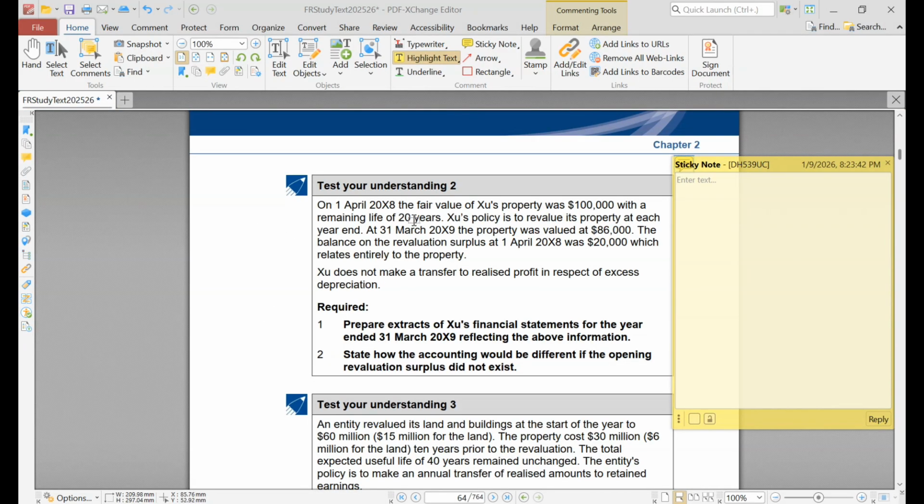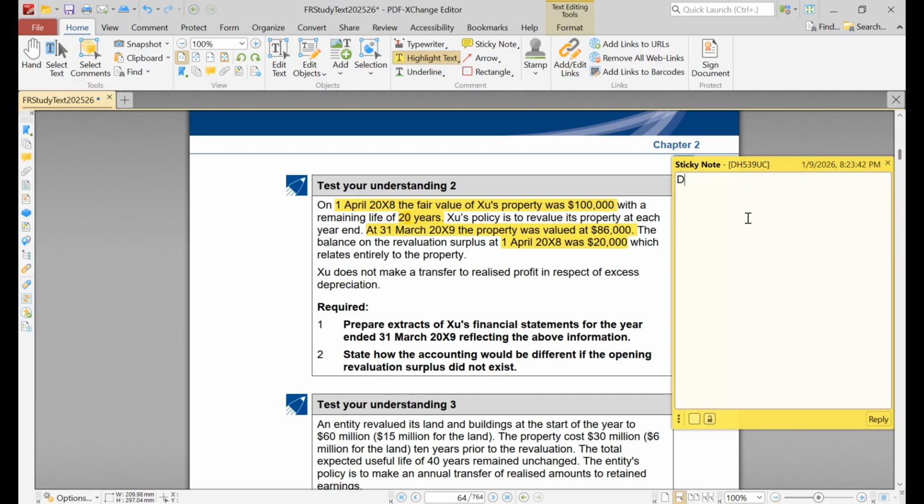Solve this example. On 1st April, the fair value of XU's property was $100,000 with a remaining life of 20 years. XU's policy is to revalue its property at each year end. At 31st March 20X9, the property was valued at 86,000. The balance on the revaluation surplus at 1st April 20X8 was 20,000, which relates entirely to property. XU does not make a transfer to realized profit in respect of excess depreciation.